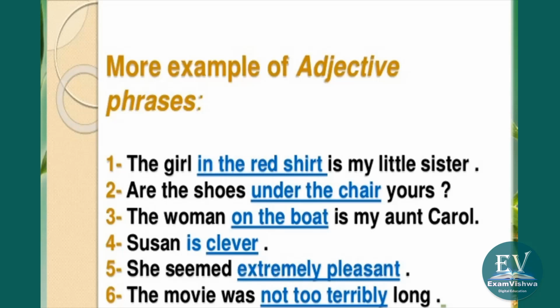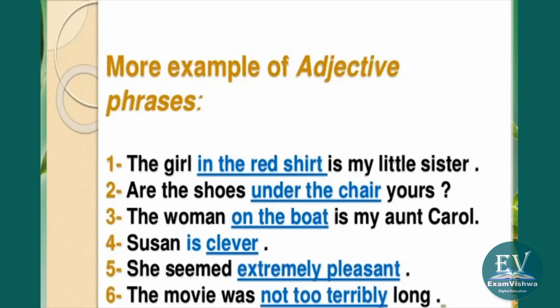Susan is clever. She seemed extremely present. The movie was not too terribly long. These are all examples of adjective phrases. This is just for your understanding. In this particular topic, we are not talking about adjective phrases. We are talking only about noun phrases, so the questions that we solve will be revolving around noun phrases.